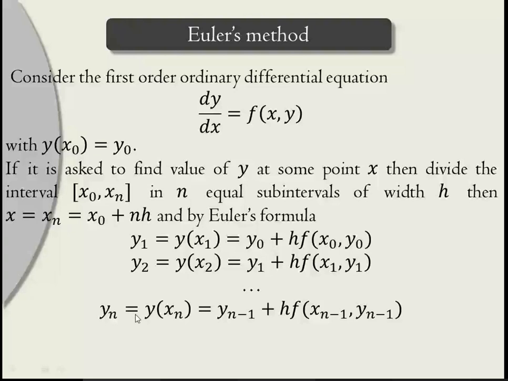y1 equals y naught plus h, f of x naught, y naught. y2, take y1 plus h, f of x1, y1. yn, take yn minus 1 plus h, f of xn minus 1, yn minus 1. We can find these values of f from this function. h is the width, and y we get at each step from the previous term. So very easy and simple calculations we have to do to get the answer. We'll take a problem and then understand how to make use of it.